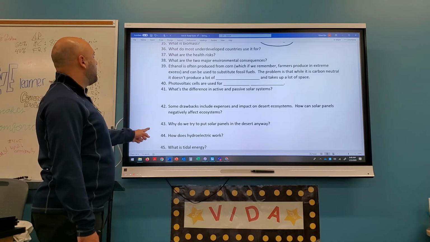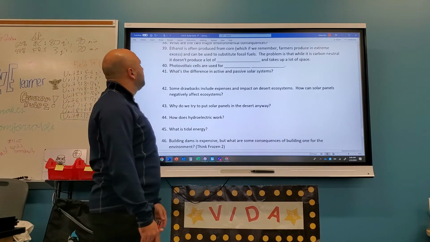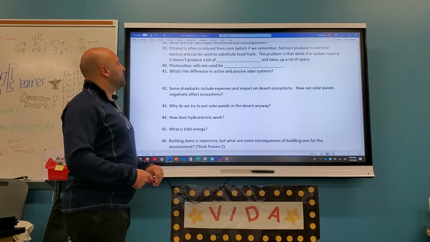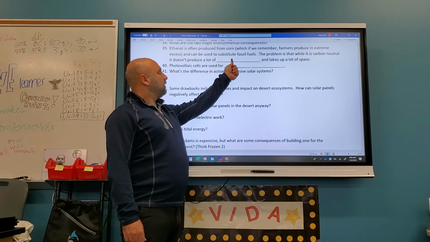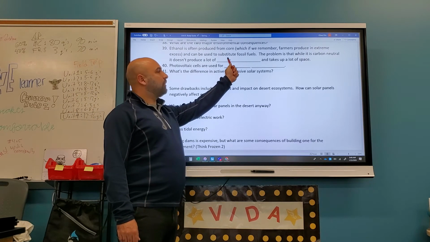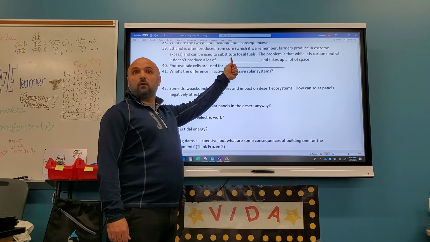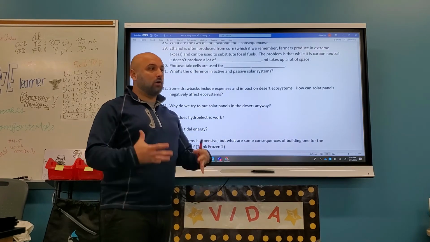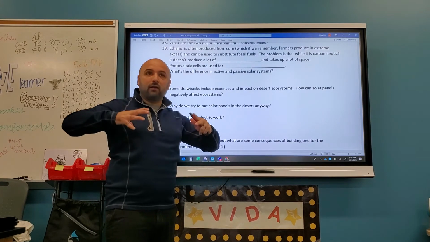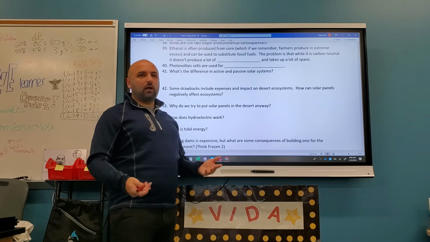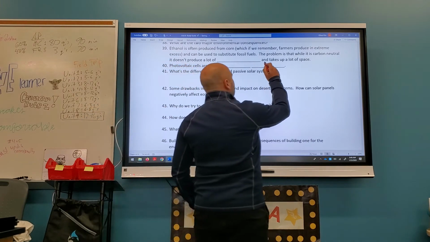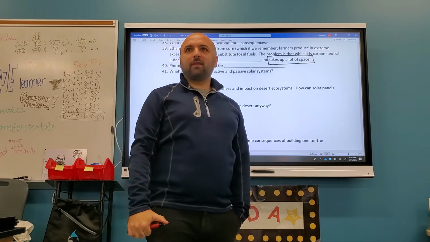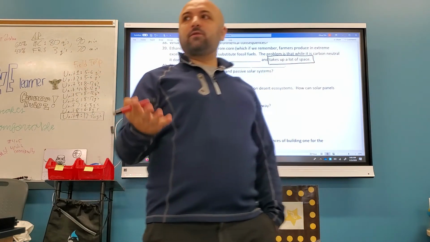Very good. Ethanol is often produced from corn, which farmers produce in extreme excess, and it can be used to substitute for fossil fuels. The problem is that while it is carbon neutral, it doesn't produce as much energy as fossil fuels. Remember, when that stuff's underground, whether it's coal or fossil fuels, the longer it is underground, the more concentrated the energy becomes. It also takes up a lot of space, because you have to have space for the corn to grow.